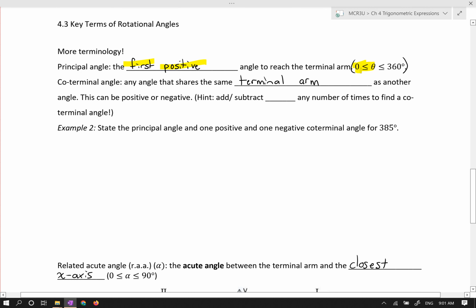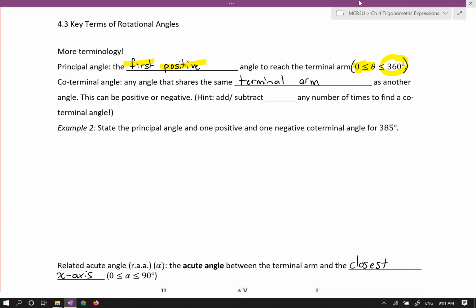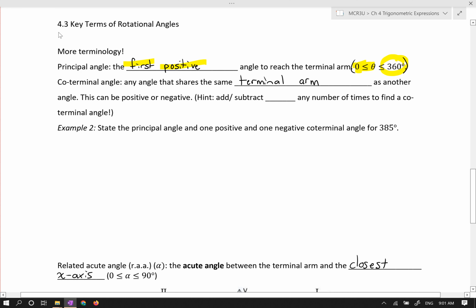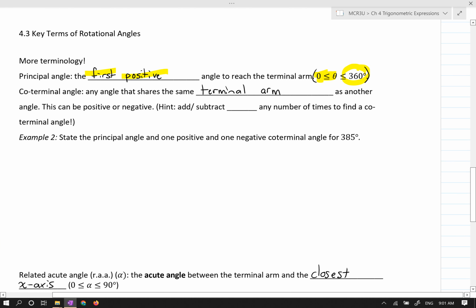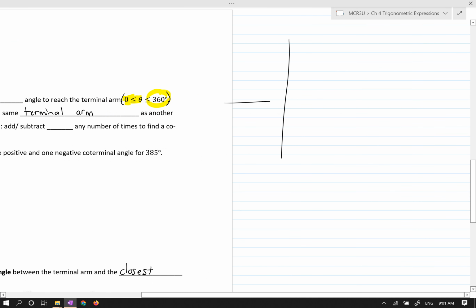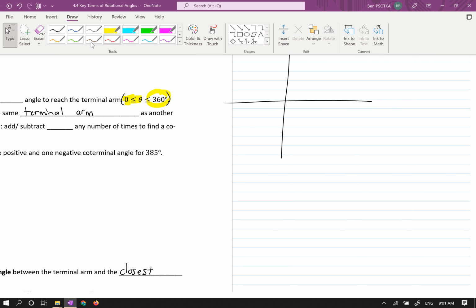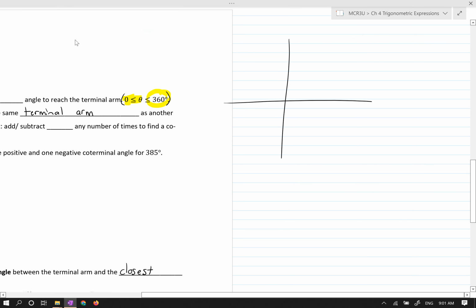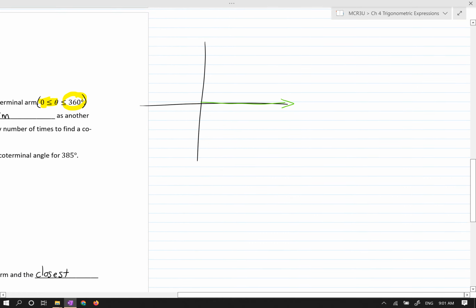And if it reaches the terminal arm, and it's the first angle to reach the terminal arm, then we'll never have a principal angle greater than 360 degrees, because that would mean we go around the full circle more than once. So let's see right here. If we have a Cartesian plane here, we have an initial arm across our positive x-axis. It always goes there, remember.